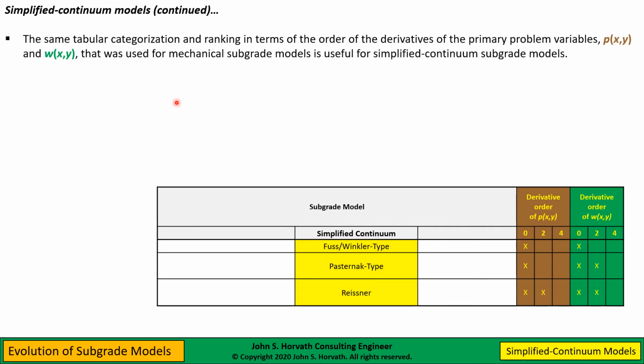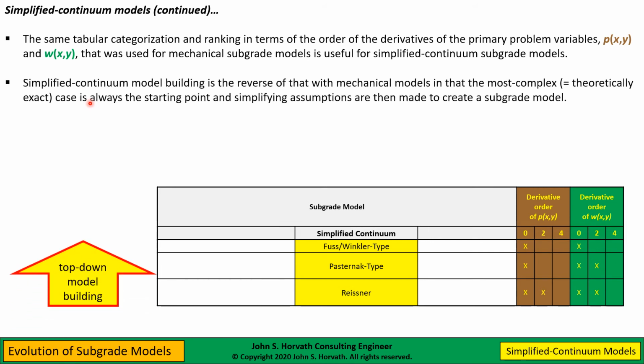Well, we could do the same categorization in a tabular form as I showed you previously for mechanical models. But we see that with the simplified continuum concept, it's a top-down model building process. You remember with mechanical models, we started simple and got more complex. Well, with a simplified continuum, you start complex, and then you keep on simplifying, or dumbing down, if you will, the partial differential equations to get a subgrade model.